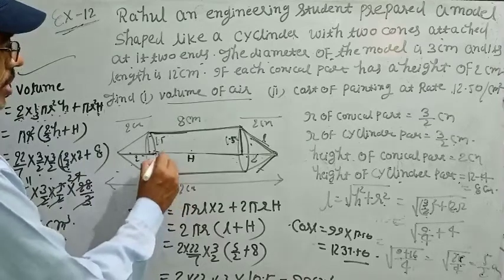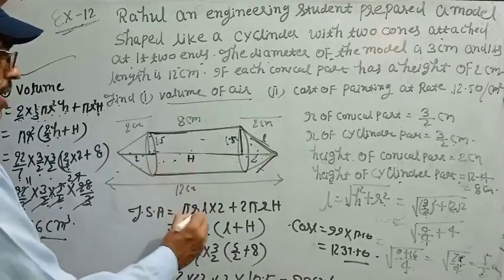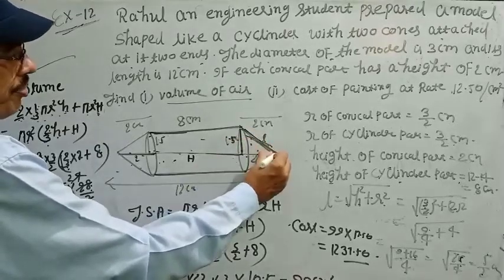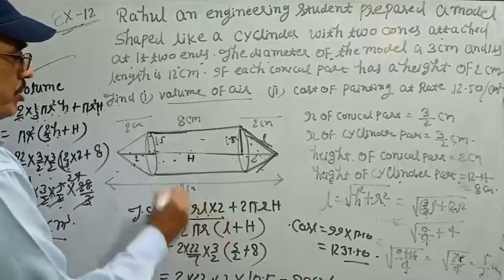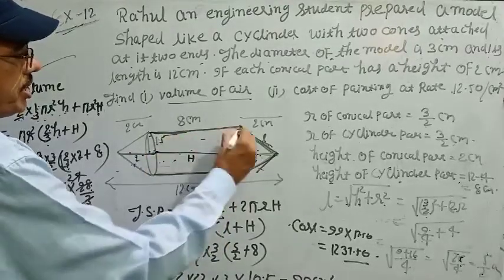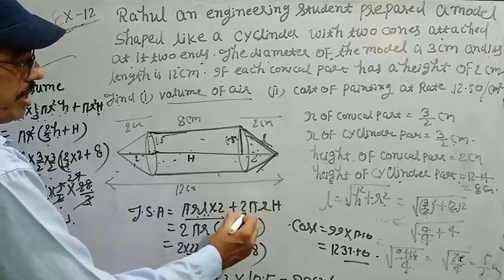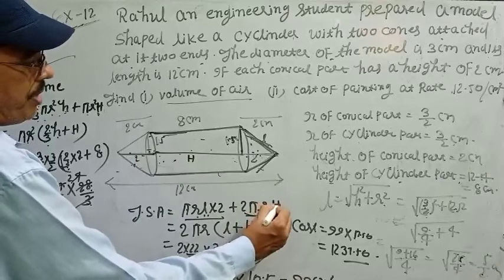After that, what is the total cost of painting this model? So painting is pi r l, which is the CSA of the cone, and the number of cones is 2, so we multiply by 2. So pi r l into 2 plus 2 pi r h, which is the curved surface area of the cylinder, and the height will be capital H.